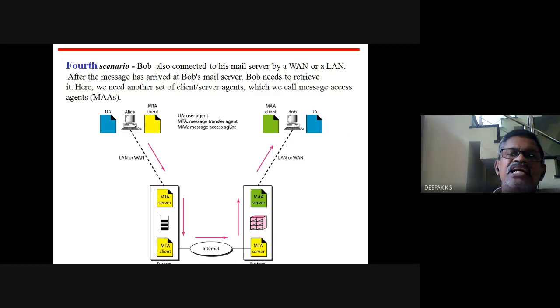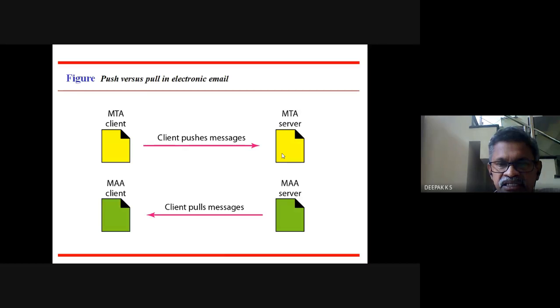After the message has arrived at Bob's mail server, Bob needs to retrieve it. Here we need another set of client-server, which is called the message access agent. So there is a difference between the message access agent and the message transfer agent. Here we have introduced the message access agent, as shown here.